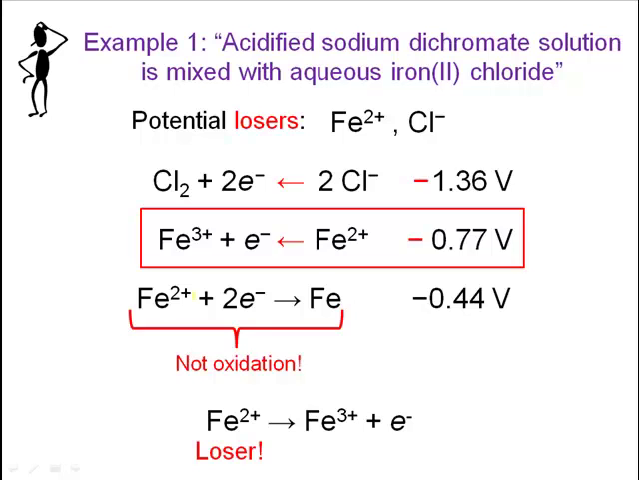Once you have the winner and the loser, now you have how many half reactions? Two half reactions. Going this way, it's gaining electrons here. It's taking the iron ions and reducing them to iron solid.